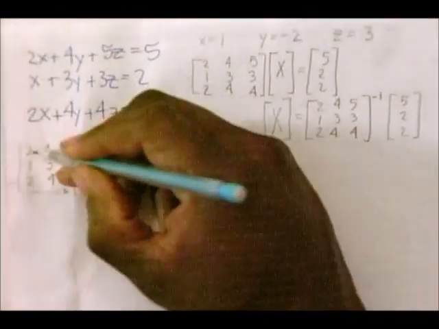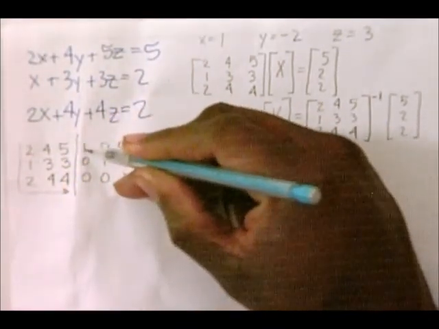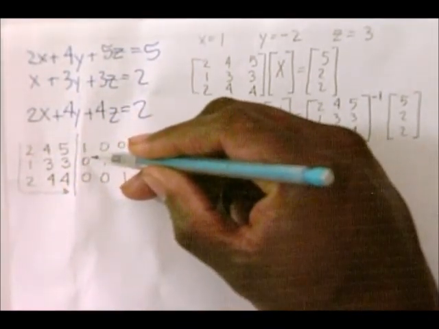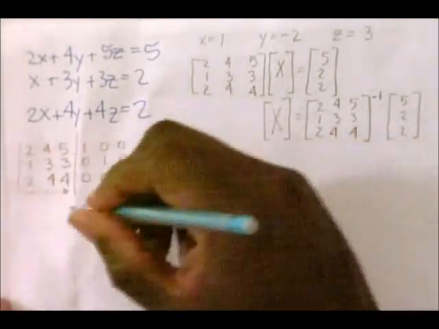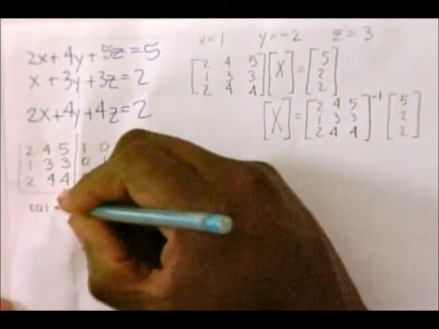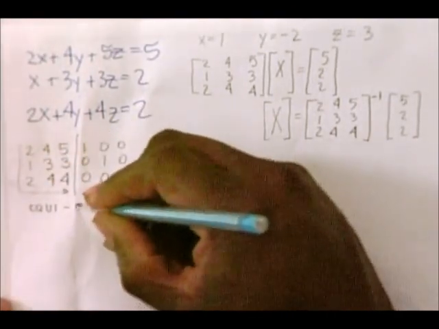We want this to be a 1 because the identity matrix has a 1 in the upper left-hand corner there. So what we're going to do is take equation 1, this top equation, and subtract equation 2.